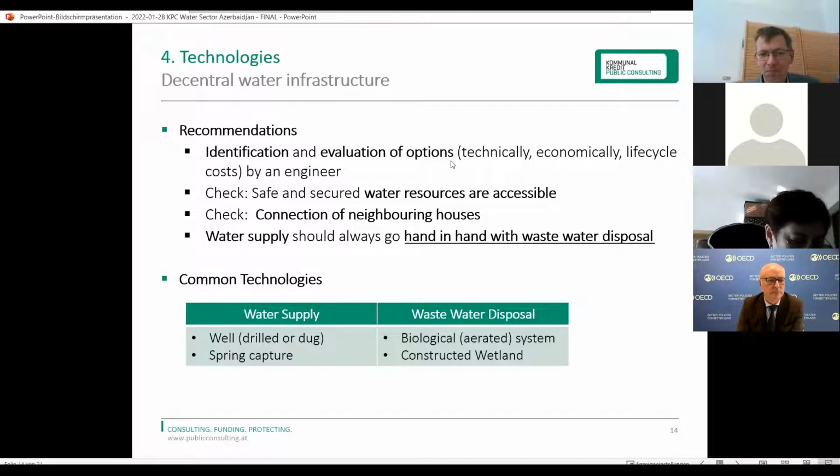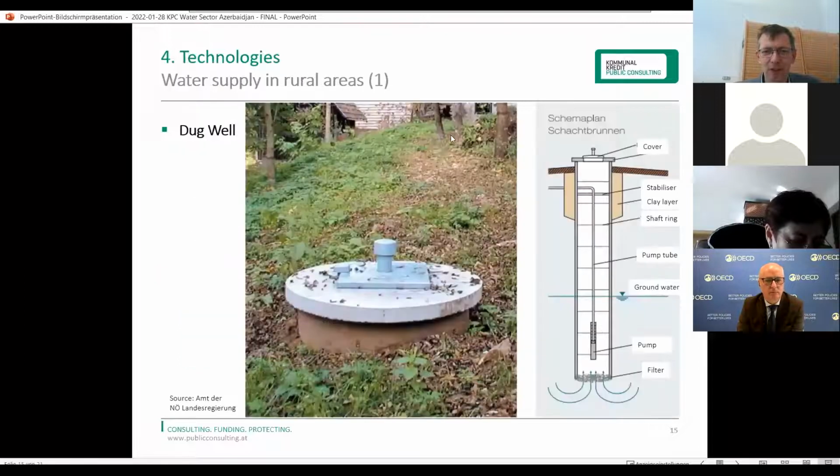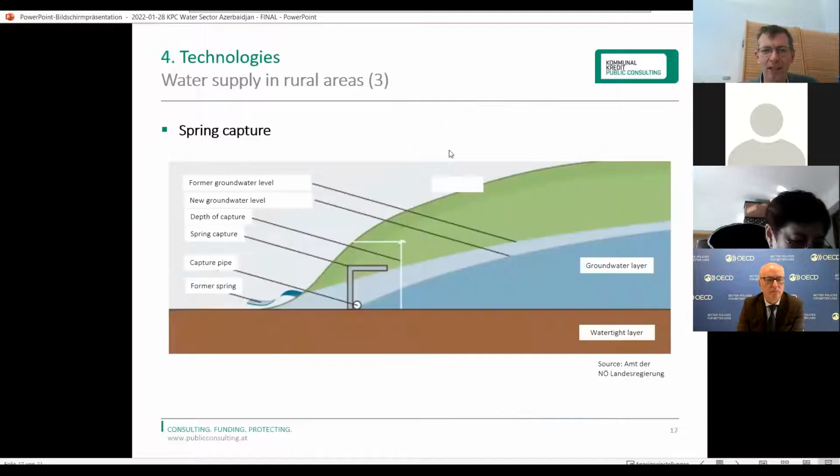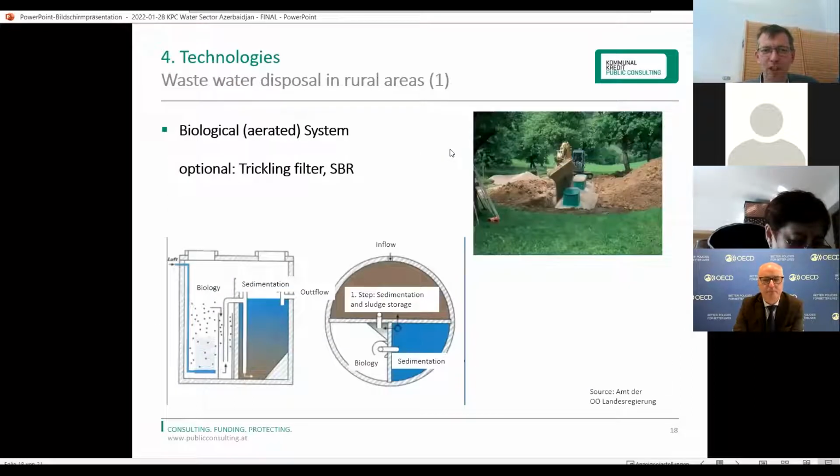Our most common technologies you can see on the next slide. I will skip it, so you can see the dug well or the drilled well, spring capture. So this is nothing new for you, I suppose. We have small and large biologically aerated systems, trickling filters, SBR systems. So this is the standard technology. You can buy this on the market. It's not a problem to get it. You just need the money.